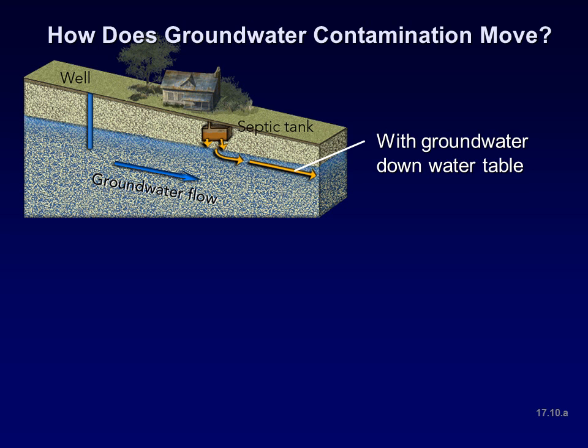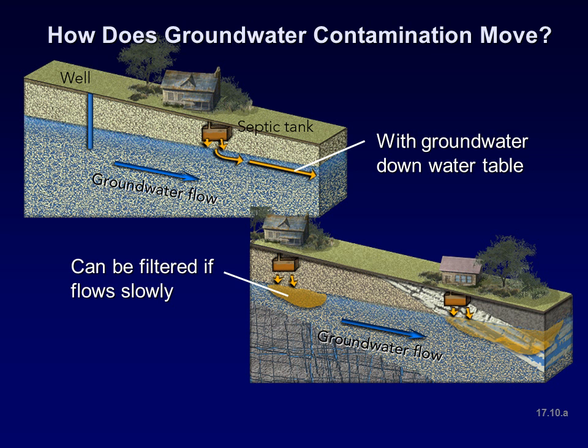How does groundwater contamination move? So the example we have here is a house with a septic tank. Contamination largely moves with groundwater down the slope of the water table. It can be naturally filtered out with enough time. It flows slowly and in contact with material like sand. If it's not filtered, it flows rapidly through a rock such as limestone with open cavities.